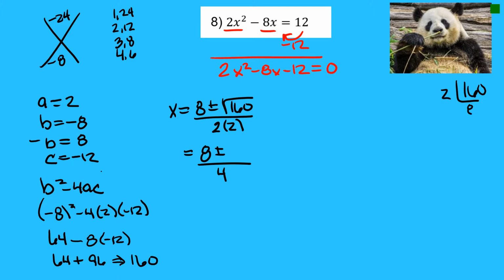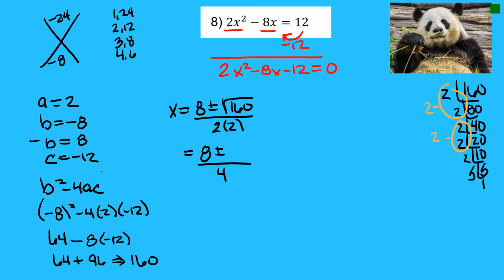Divided by 2 is 80. Divided by 2 is 40. Divided by 2 is 20. Divided by 2 is 10. Divided by 2 is 5. Divided by 5 is 1. So it's not a perfect square, but it can be simplified, correct?